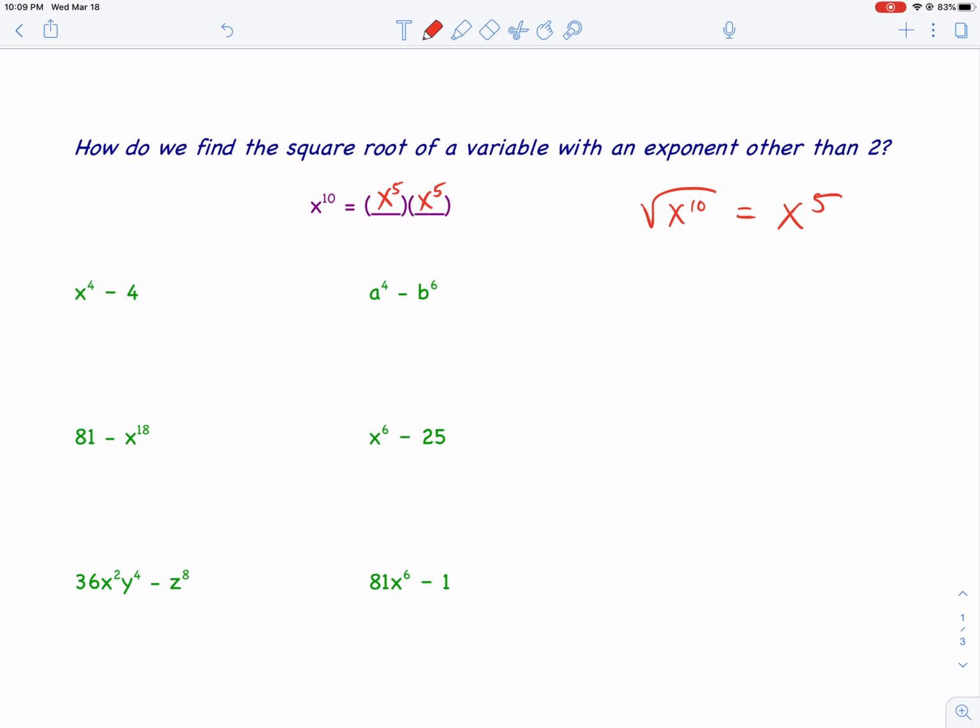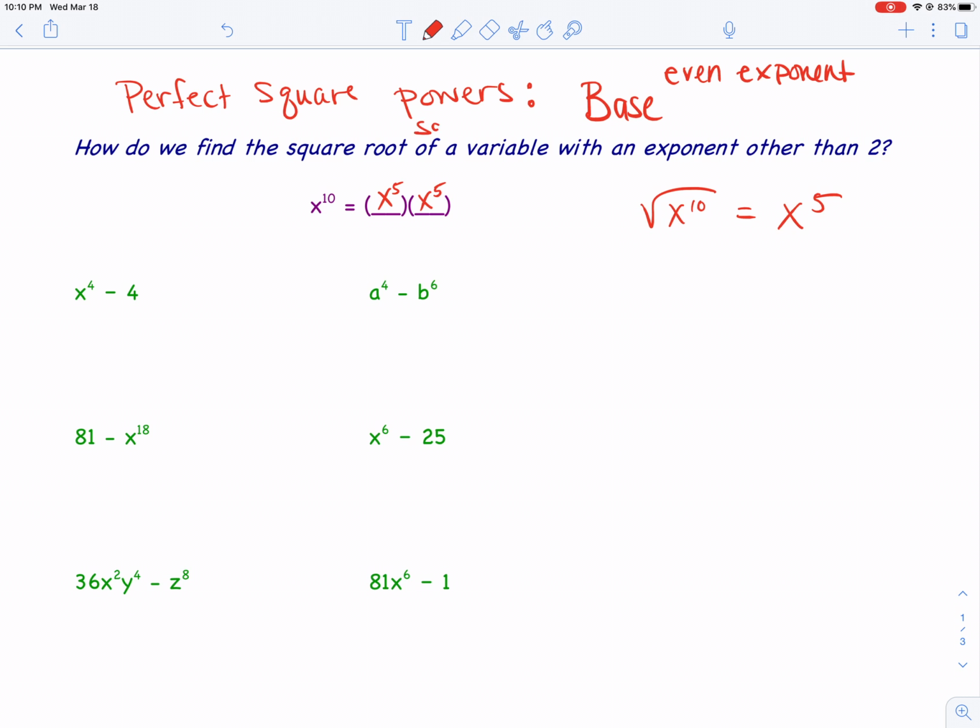So anytime you have a power, I'm going to write about perfect square powers. Perfect square powers are any base where the exponent is even. And you get the square root by the base staying the same and dividing the exponent by 2.